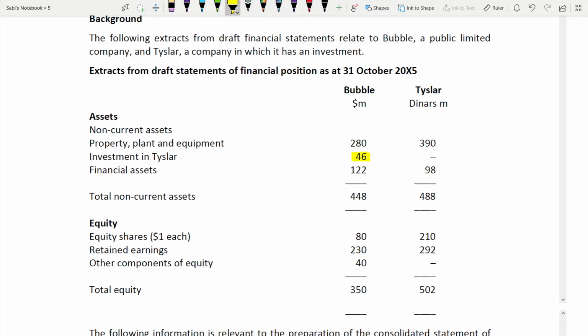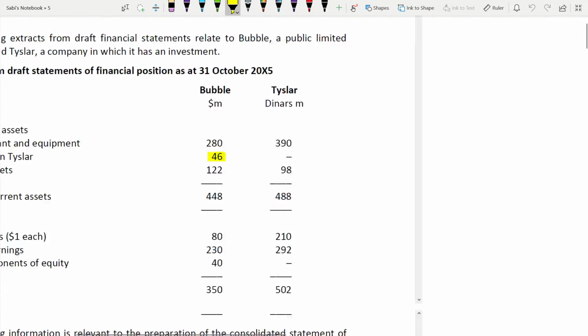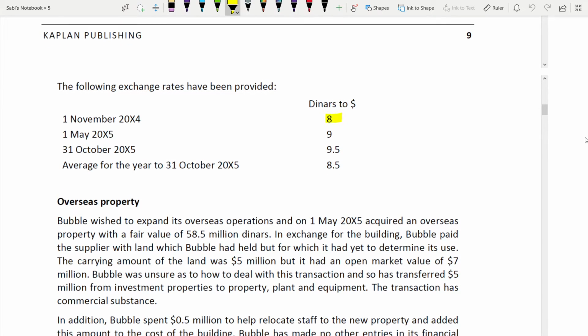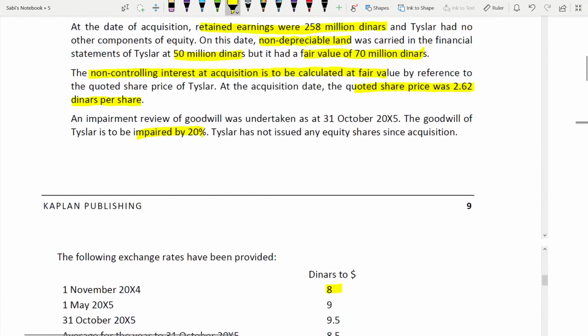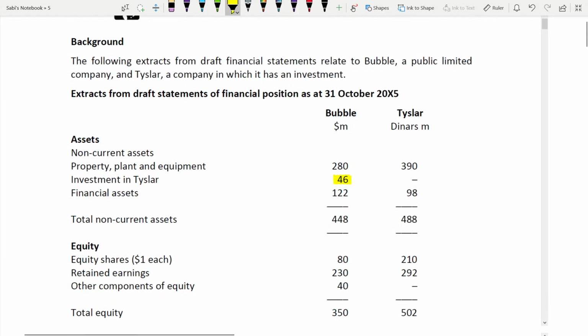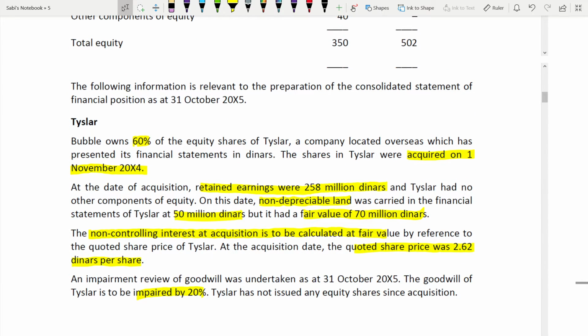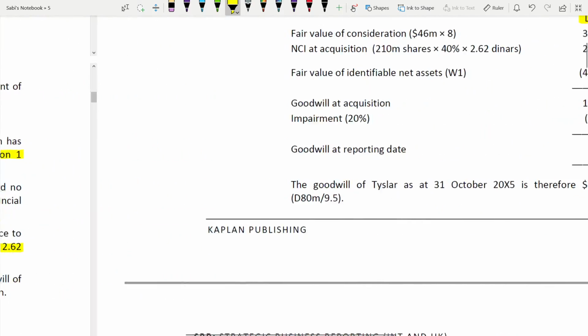Okay, and which rate are you using out of the rates which they have given? This is 1st of November 2004, this rate. Okay, because if you see investment in this one, okay, when was the investment? It is acquired on 1st of November 2004. That's why the dates are very important. 1st of November 2004, you have bought the shares. That means you have acquired. So you have to use that.